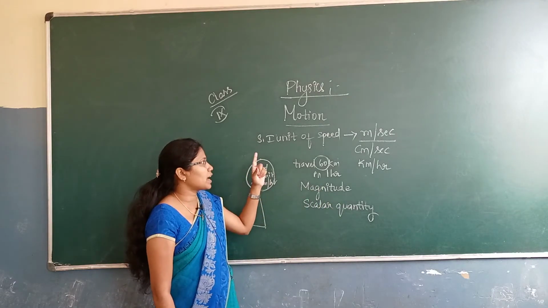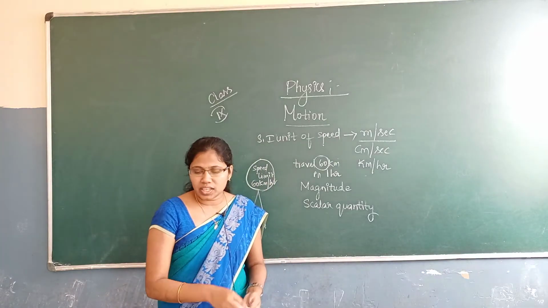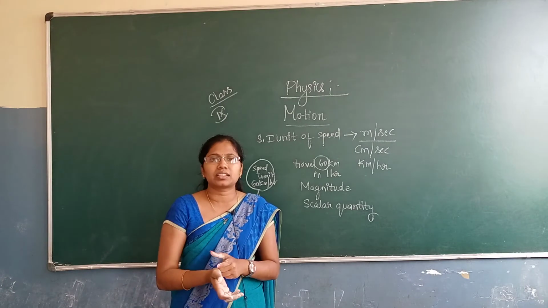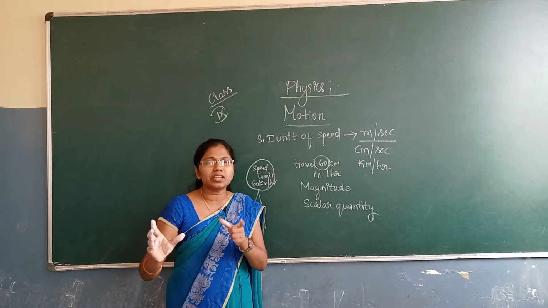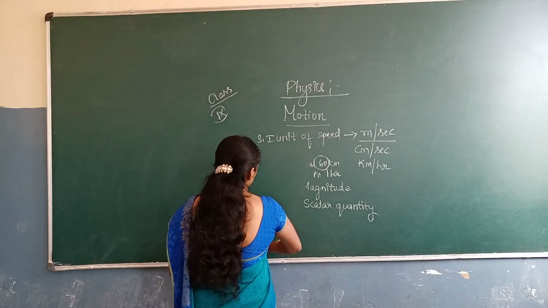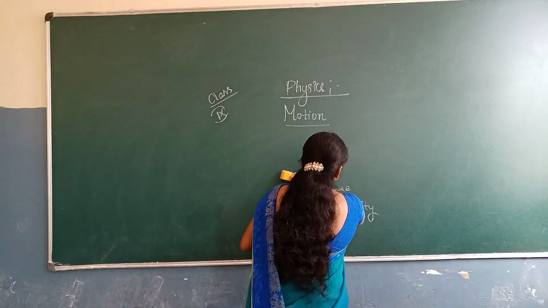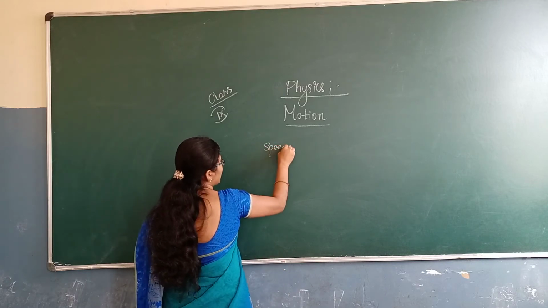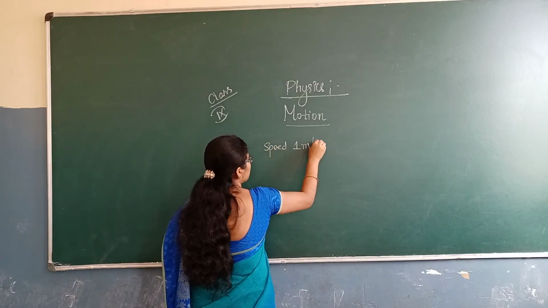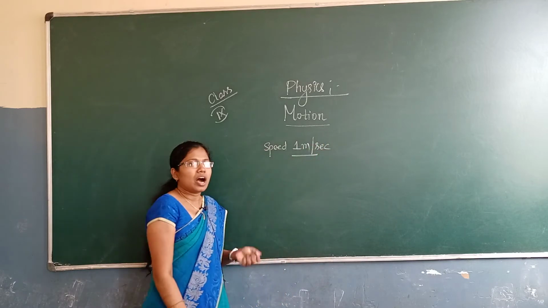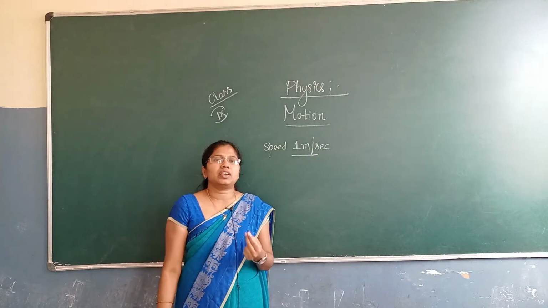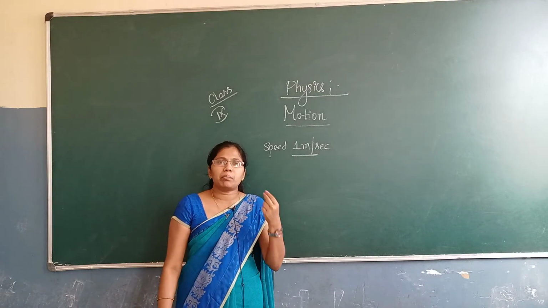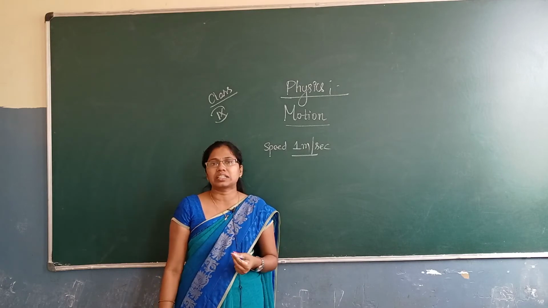So I hope you are clear with this point. So what does 60 kilometer or 55 kilometer per hour on the signboards mean? I hope that you are clear with that point. So the next, when will the speed become 1 meter per second, or when will you say the speed is 1 meter per second?